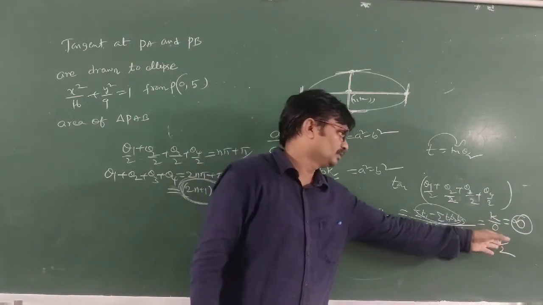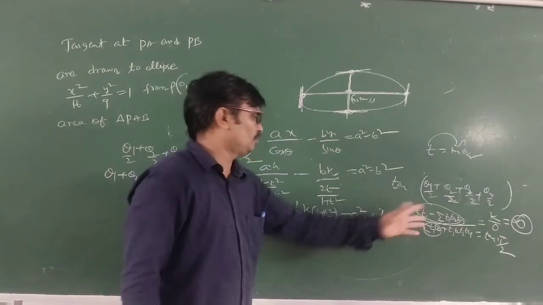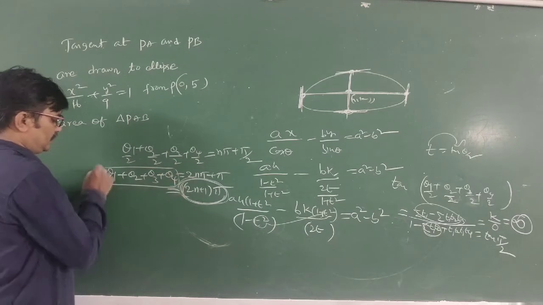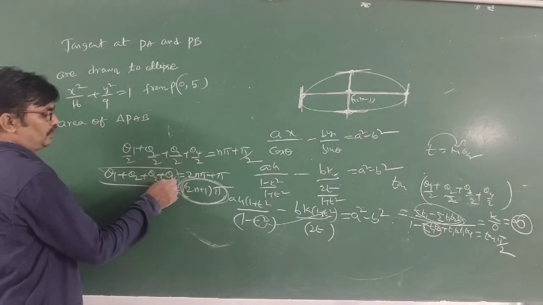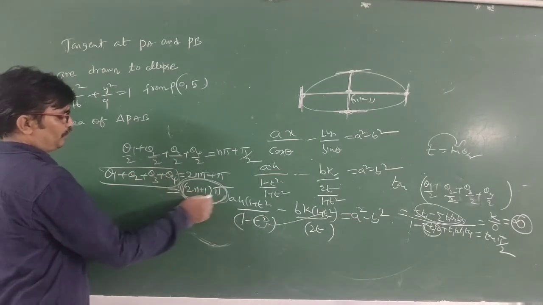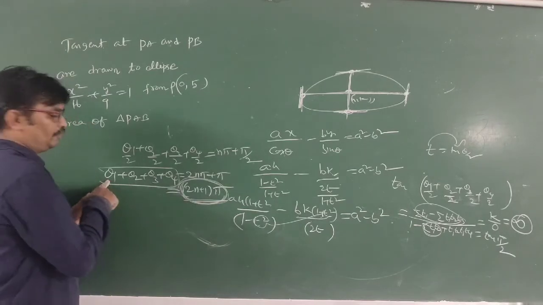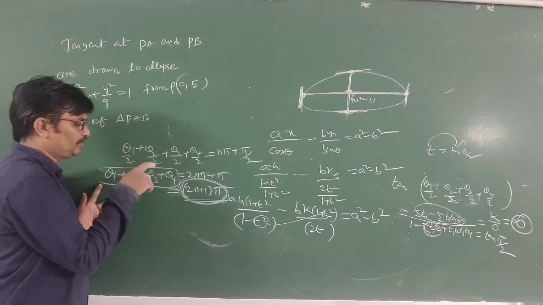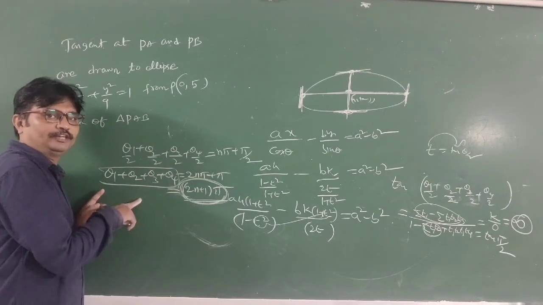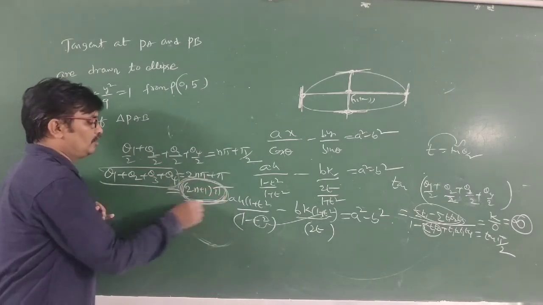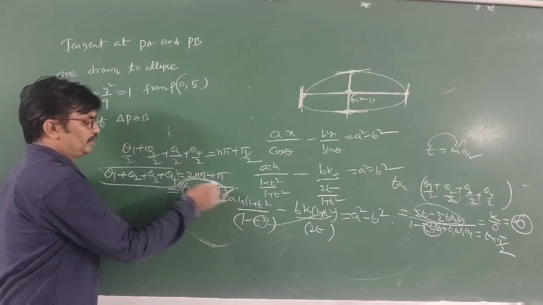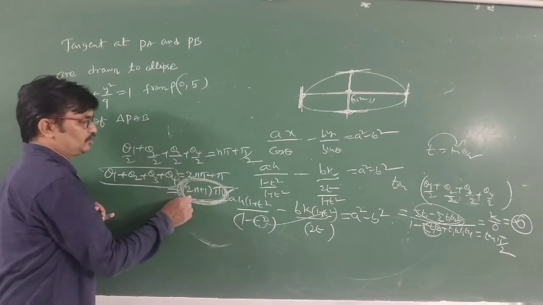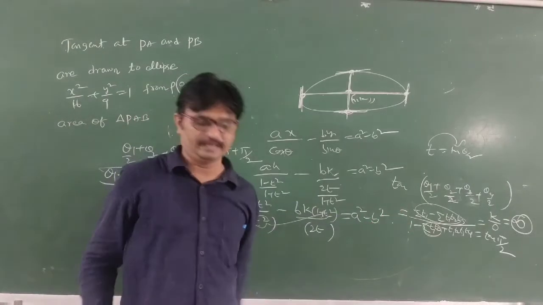Undoubtedly the denominator is 0, that is tan 90. If tan theta equals tan alpha, we know that theta equals n pi plus alpha. Therefore we got theta 1 plus theta 2 plus theta 3 plus theta 4 is (2n plus 1) into pi. This is nothing but the sum of the eccentric angles of the feet of the normals from any point to the ellipse, which is an odd multiple of pi. Remember that one, students. Only for this value, all of you please remember this one. This proof is not necessary.